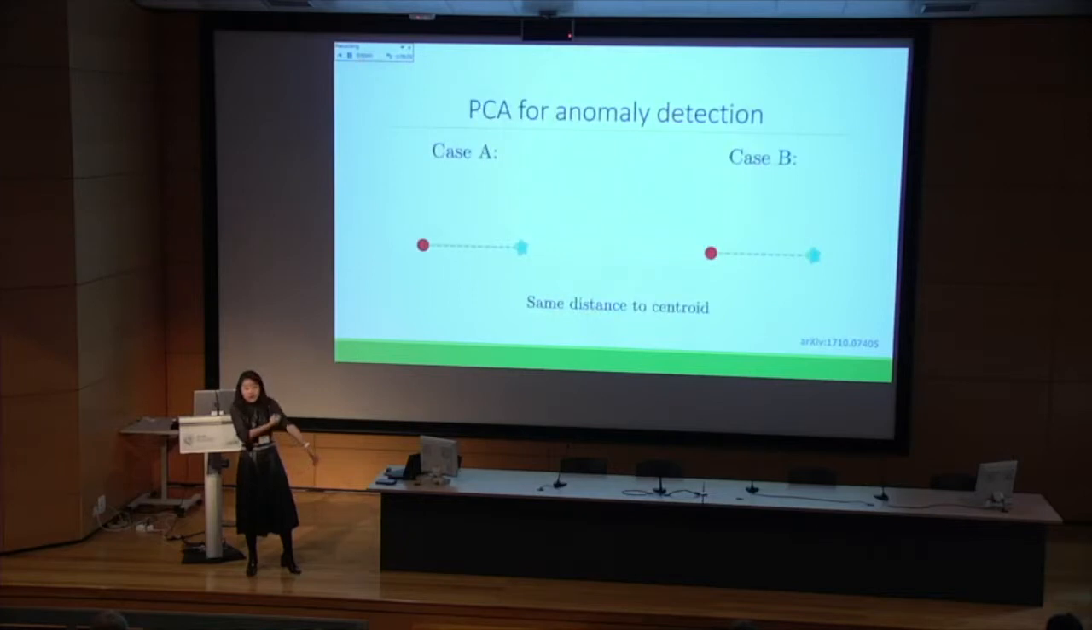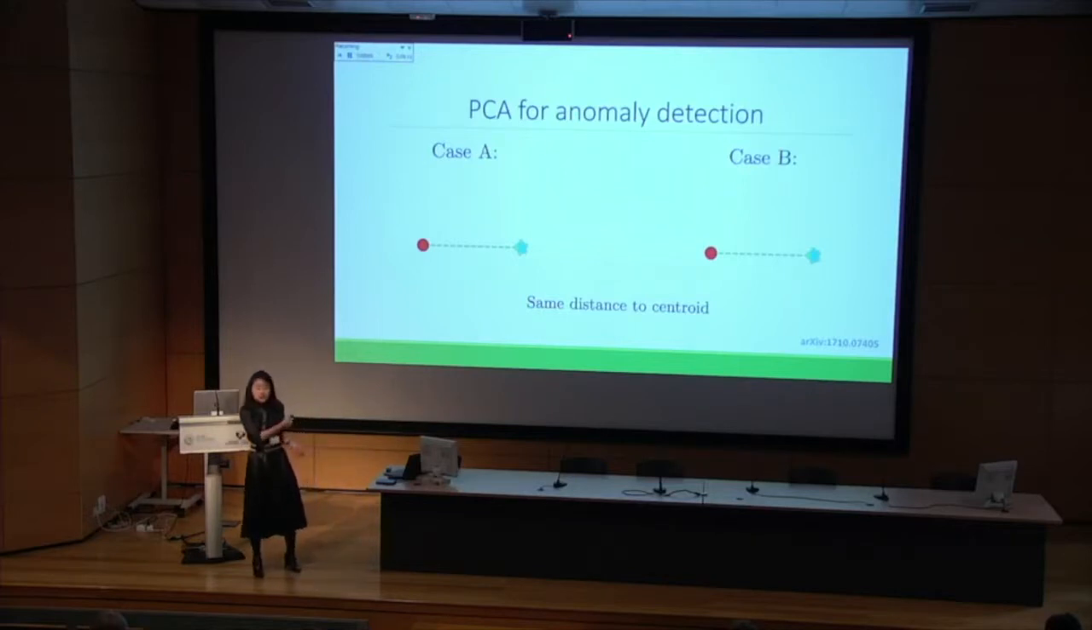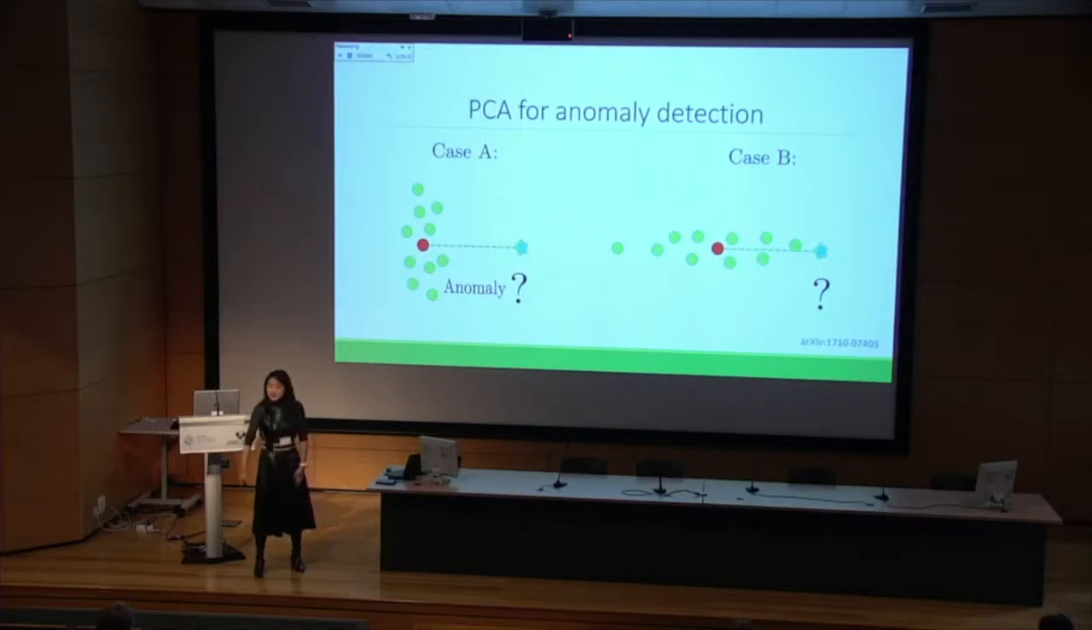But actually, we also need to take into account the distribution of the normal data. As an example, we have two cases, A and B, where the distance between the test point and the centroid is the same, but the distributions about the center are different. In case A, we see that the blue point looks a bit far, so we say maybe this is an anomaly. But in case B, the blue point looks like it belongs to the other green points, so we say it's normal.